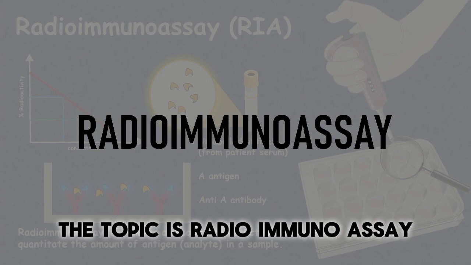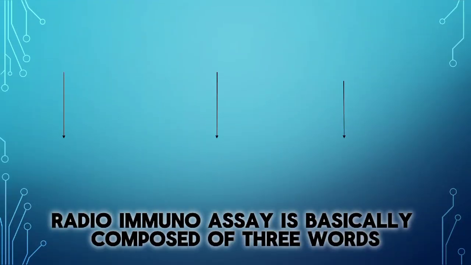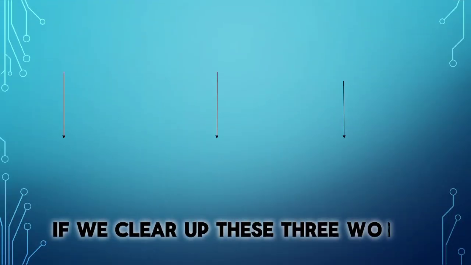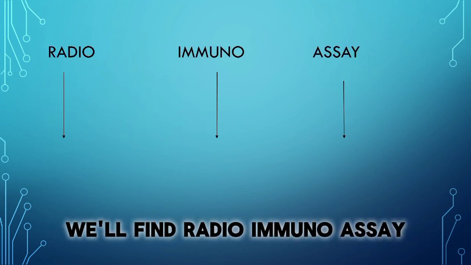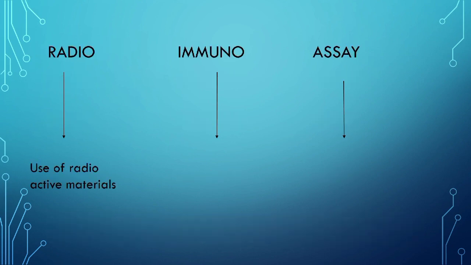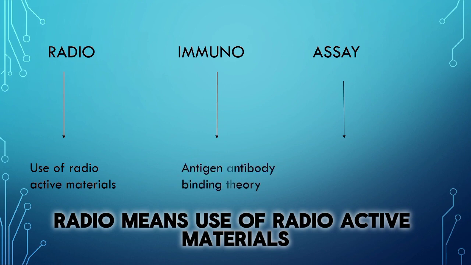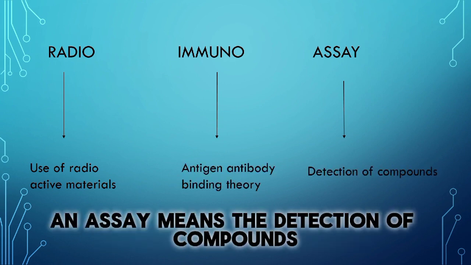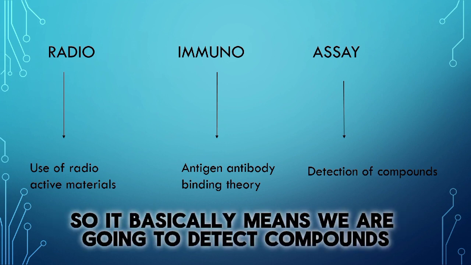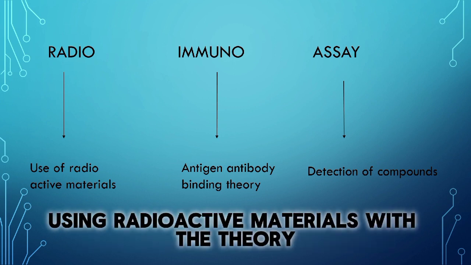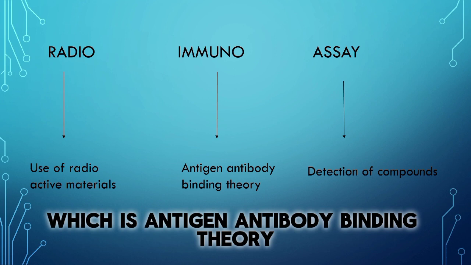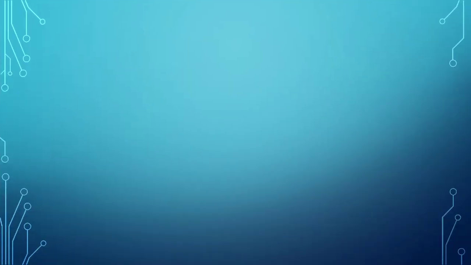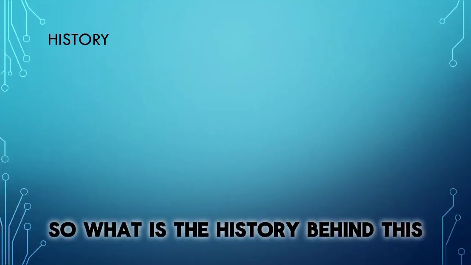So topic is radioimmunoassay. Radioimmunoassay is basically composed of three words. If we clear up these three words, we'll find radioimmunoassay. Radio means use of radioactive materials. Immuno means antigen antibody binding theory and assay means detection of compounds. So it basically means we are going to detect compounds using radioactive materials with the theory which is antigen antibody binding theory. So what is the history behind this?